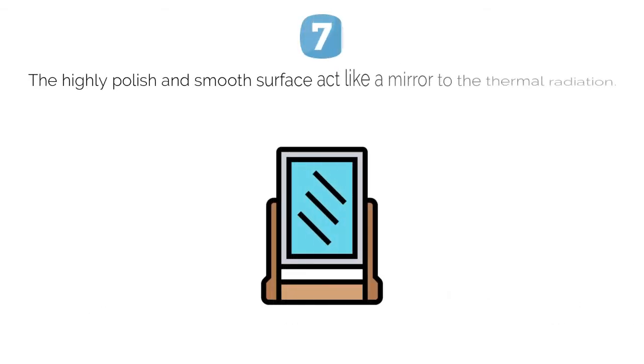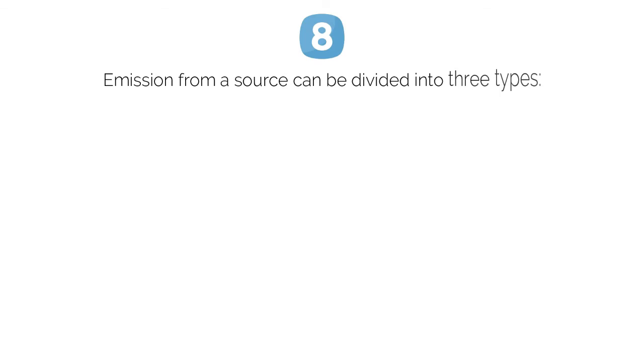Seventh, the highly polished and smooth surface acts like a mirror to the thermal radiation. Eighth, the emission from a source can be divided into three types. First, black body. Second, real material.